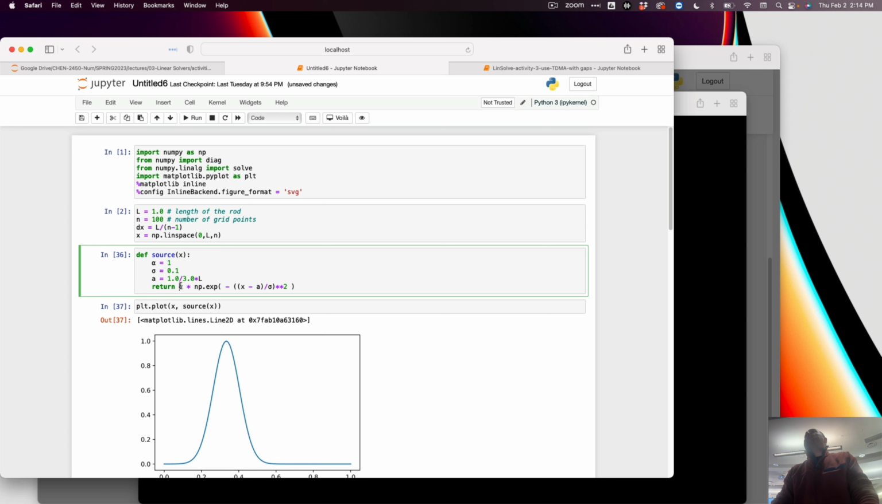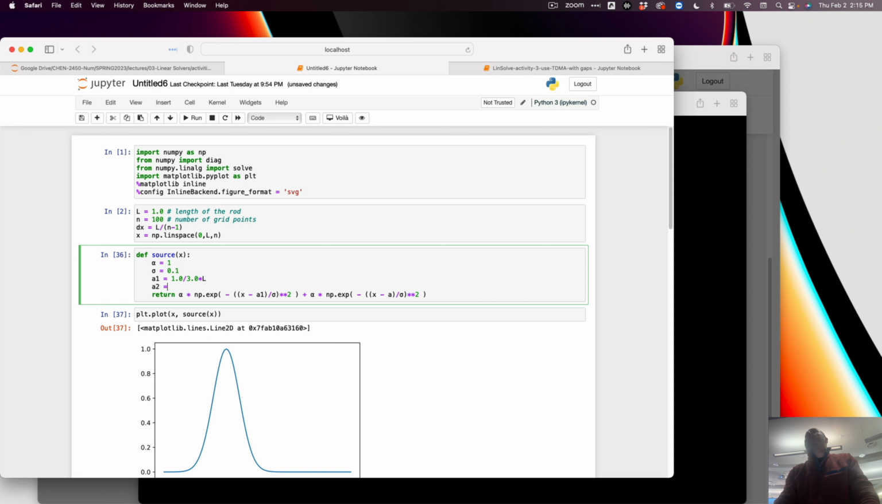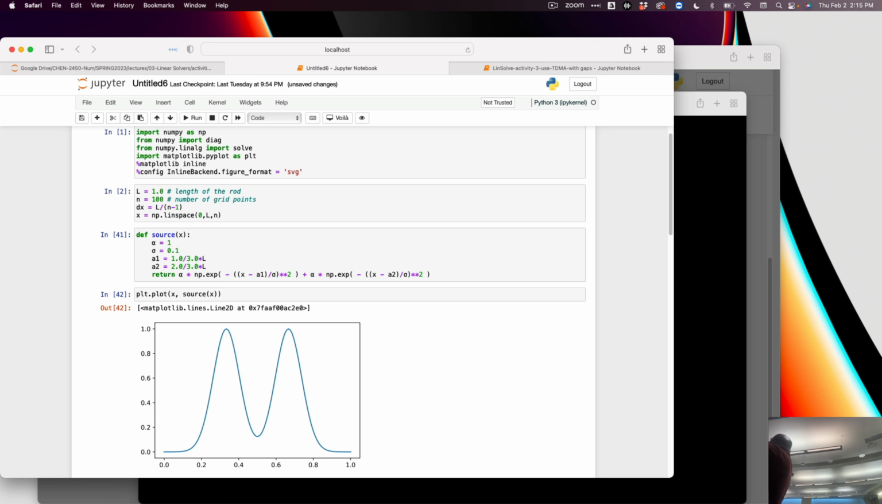So I can add one more source. So I'm going to add another source here. I'm going to place the first source at 1/3, and the second source at 2/3. See what I did? I just added 2 Gaussians, right? So this is my source now. Got heating at 1/3, heating at 2/3. So now we're going to see 2 spikes in the temperature profile.